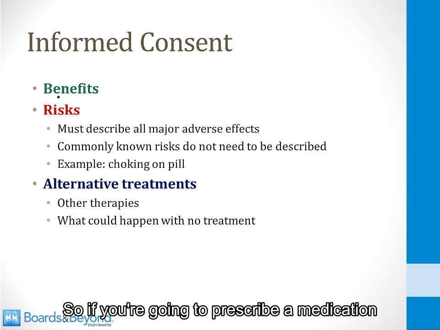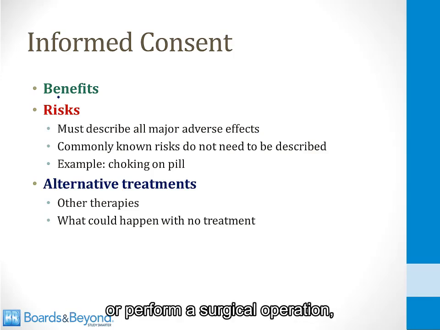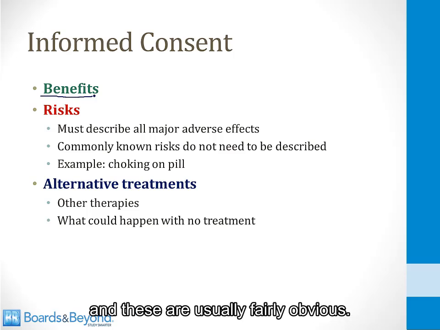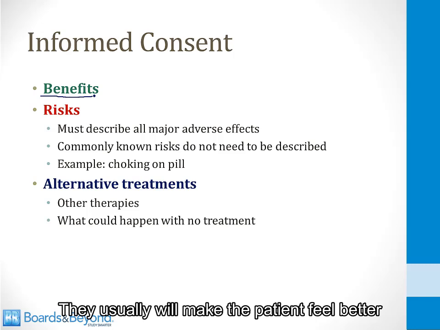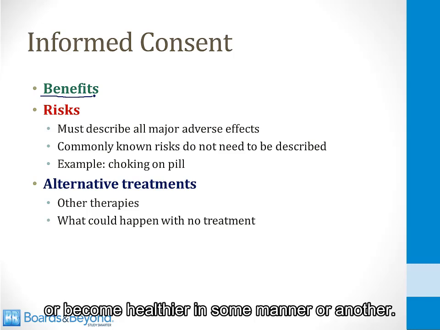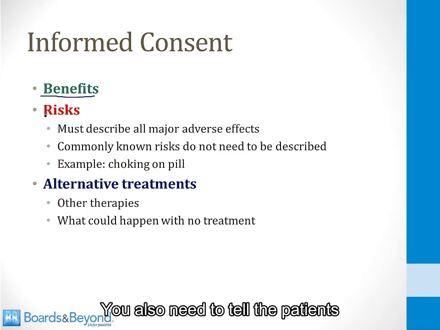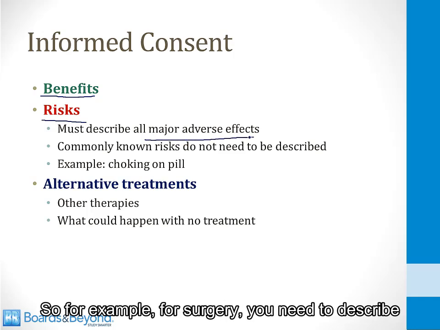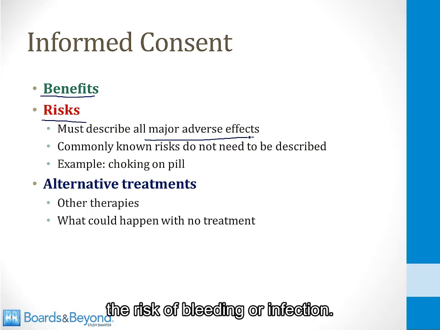So if you're going to prescribe a medication or perform a surgical operation, you first need to tell the patient about the benefits. And these are usually fairly obvious. They usually will make the patient feel better or become healthier in some manner or another. You also need to tell the patients about the risks of the intervention, and you must describe all major adverse effects. So, for example, for surgery, you need to describe the risks of bleeding or infection.